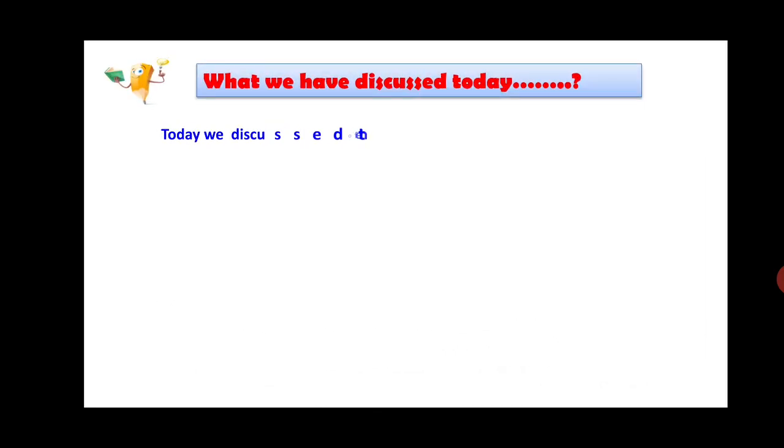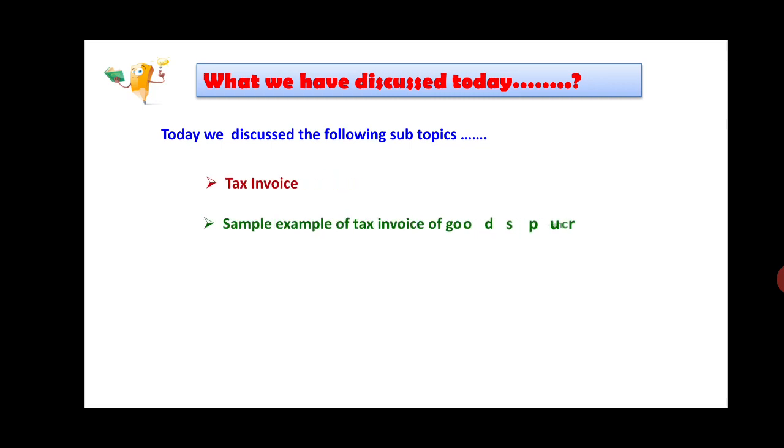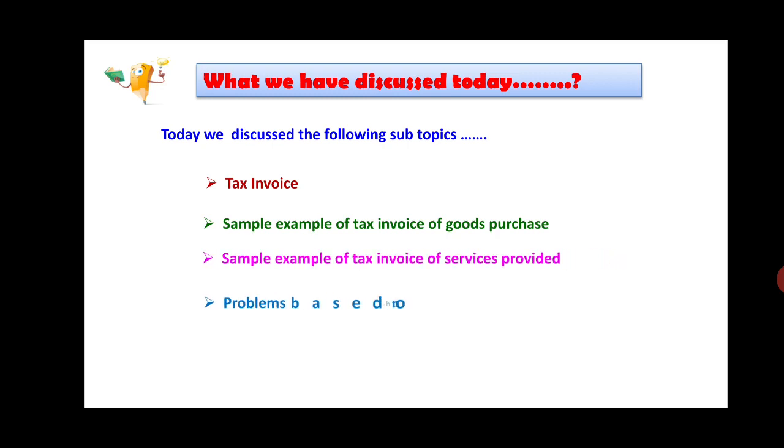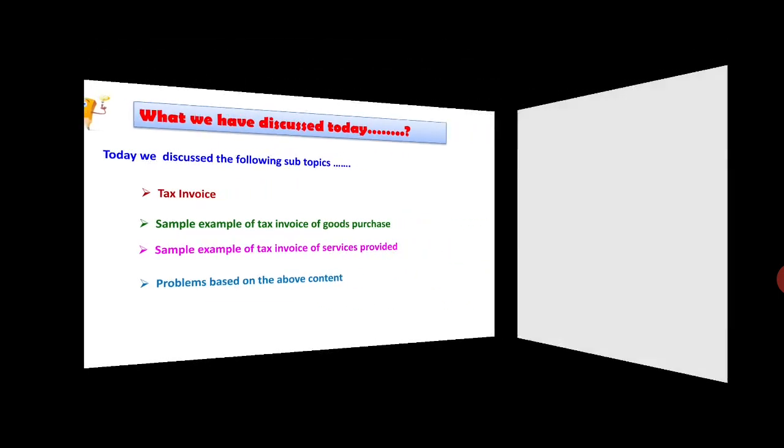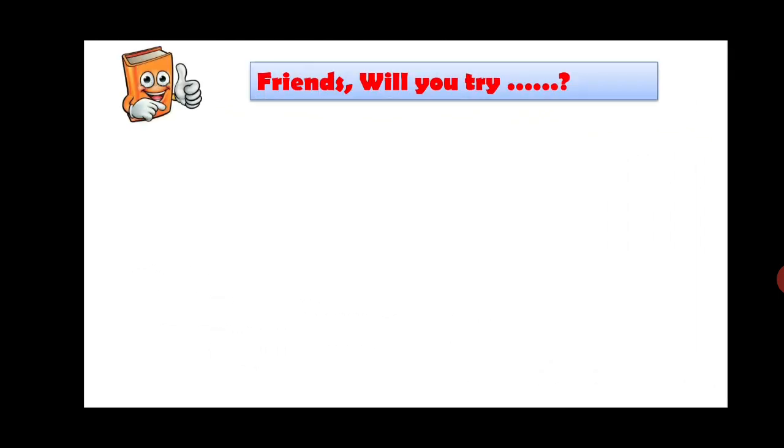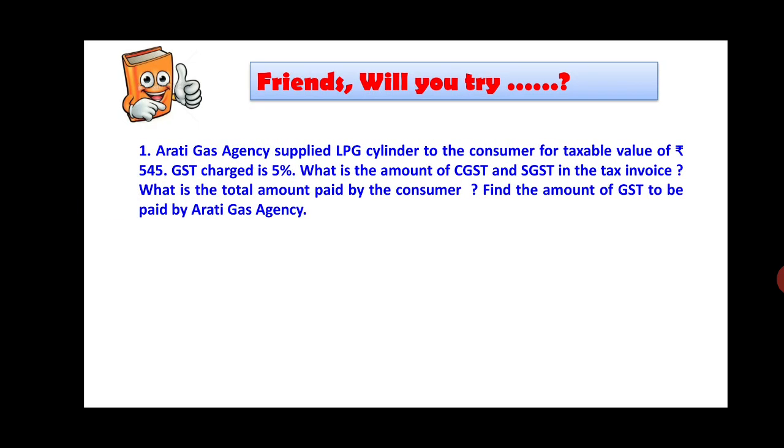So friends, what we discussed today is tax invoice, sample examples of tax invoice of goods purchase, sample example of the tax invoice of service provided, and a few problems based on the above content. I think you understood. You may try these problems. Aarti Gas Agency supplied LPG cylinder to the customer for a taxable value of rupees 545. GST charged is 5%. What is the amount of CGST and SGST in the tax invoice? What is the total amount paid by the consumer? Find the amount of GST to be paid by Aarti Gas Agency.